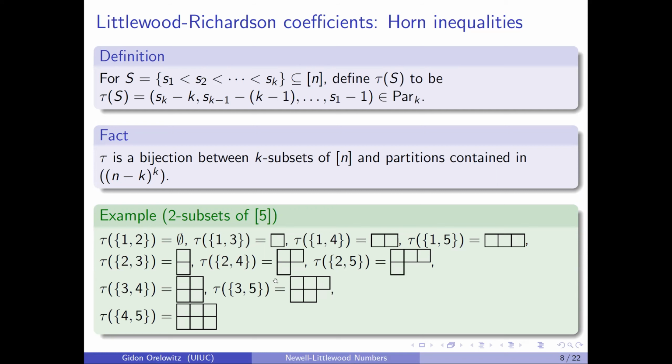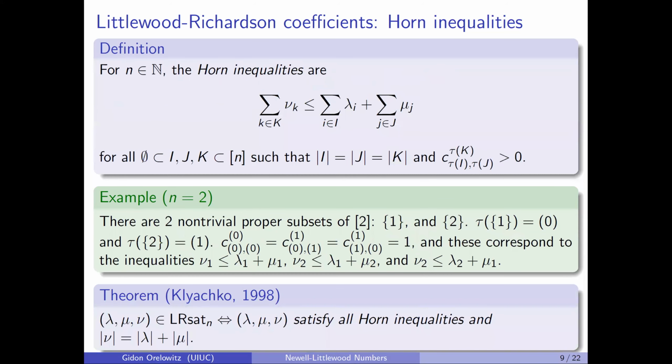So over here, there are 5 choose 2, which is 10, subsets of 5 of size 2. And tau, for each of them, spits out a different partition with at most 2 rows and 3 columns. In particular, they're all unique, and this is actually all of those partitions. So this is a bijection. And this tau comes in handy to describe the so-called Horn inequalities.